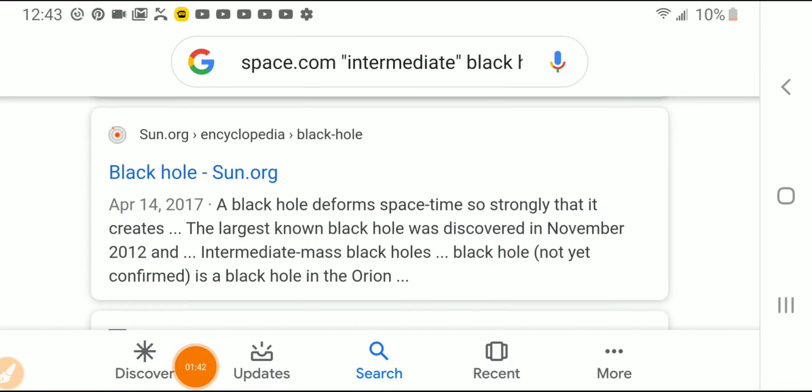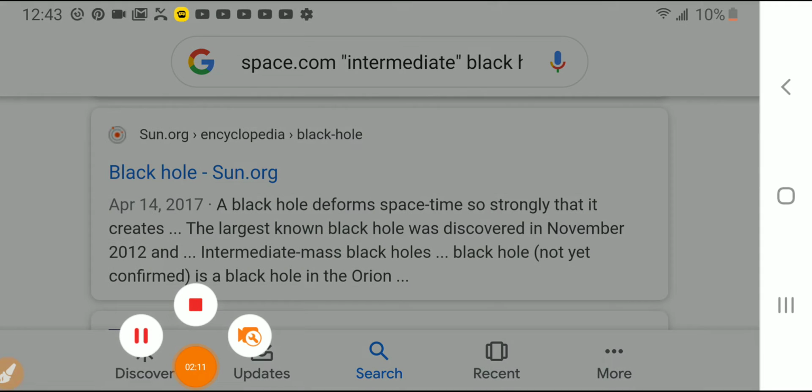Wow, and on a side note, this is how I came across the information. Black Hole Sun, I was looking for the lyrics of Black Hole Sun, and I came across Danny Wilton's work, and this is what led me to the trapezium open star cluster. And I was like, wow, and I just read it right here. The largest known black hole was discovered in November 2012. Intermediate mass black hole, not yet confirmed, is a black hole in Orion. I just found that interesting.